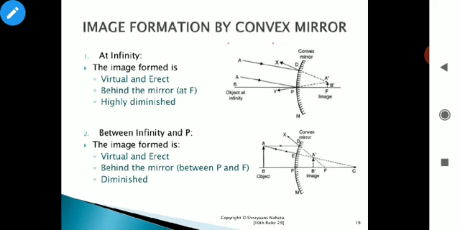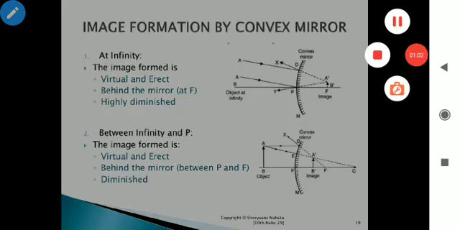So we discussed that according to our rule number 1, all the rays which are parallel to the principal axis are diverged in the direction of the focus. So we created the image at the focus, and the image is of point size.